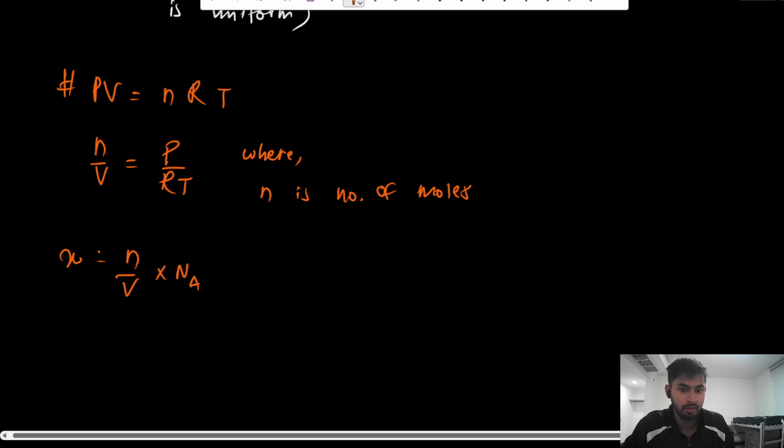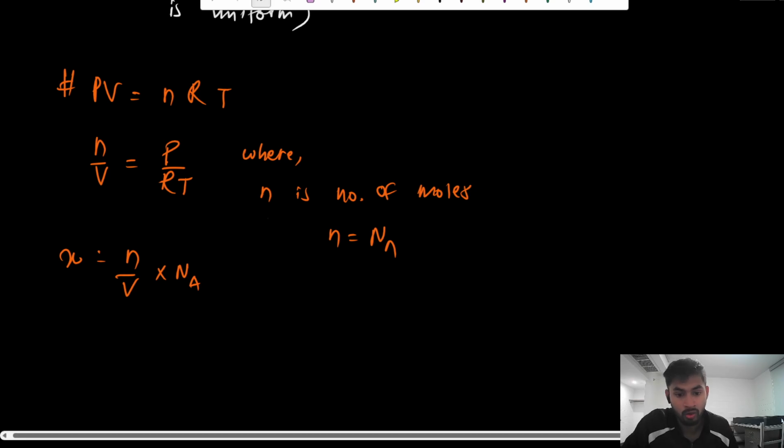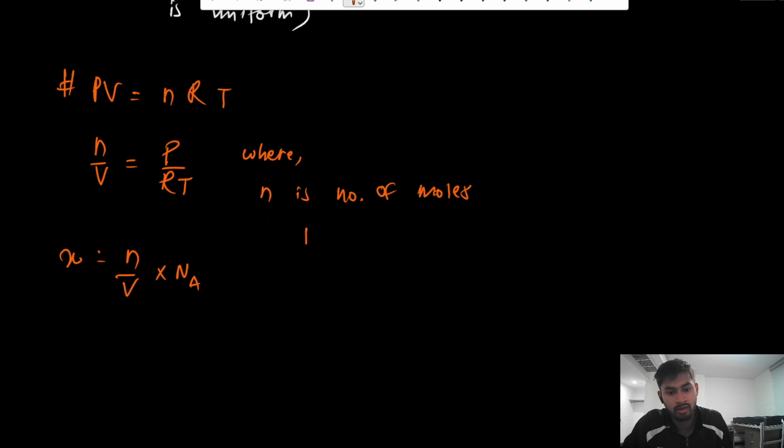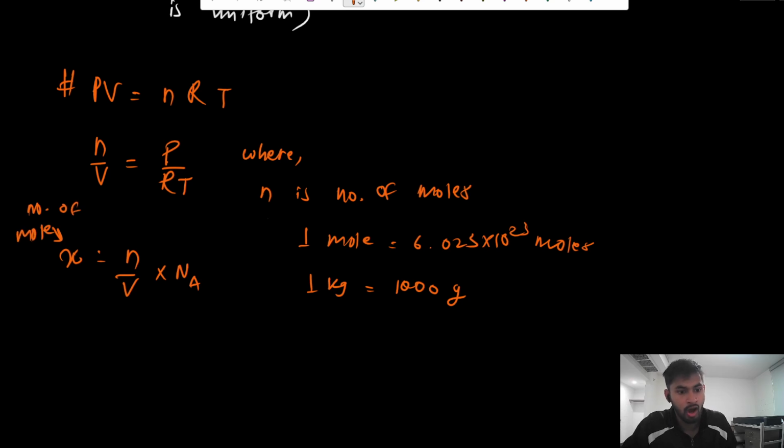if n is the number of moles in this equation, PV equals nRT, then n moles has, what one mole is, basically 1 mole. Say 1 mole would be 6.023 into 10 to the power 23 molecules. So it's basically like we're converting 1 kilogram to grams, which would be 1000 grams. So since this is number of molecules, we don't know how many are there.